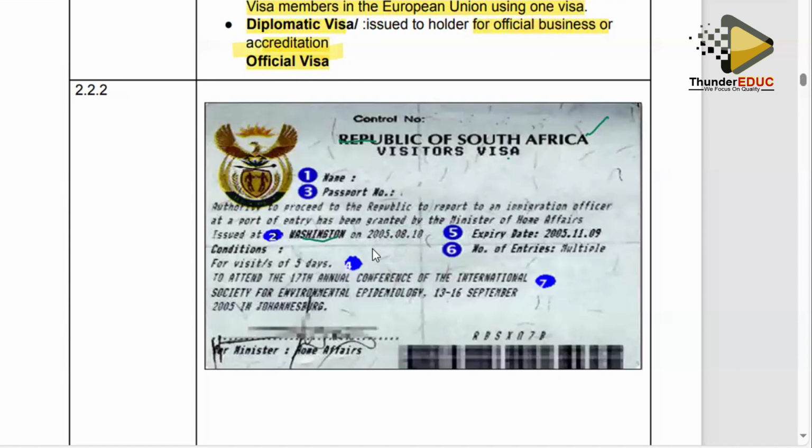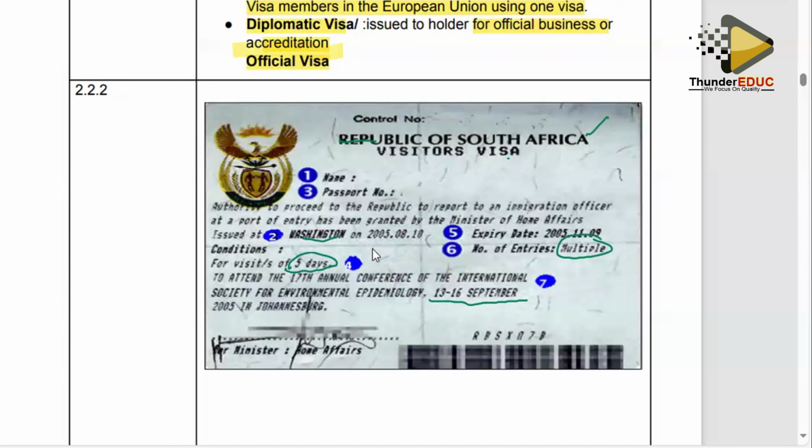Then the conditions. The conditions are that the person is supposed to visit for a period of 5 days. So the person should not exceed a period of 5 days. They are allowed to go in and out of the country multiple times during their period of stay. In addition to that, they are supposed to attend the 17th conference of the International Society for Environmental Epidemiology between the 13th and the 16th of September. These are the conditions, or this is the purpose of visit.